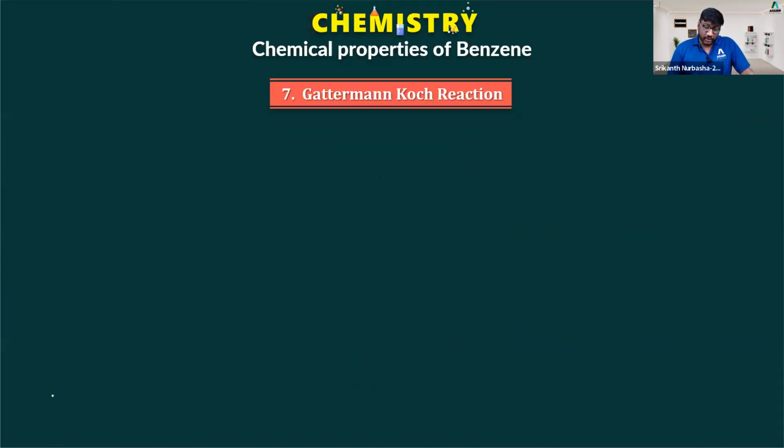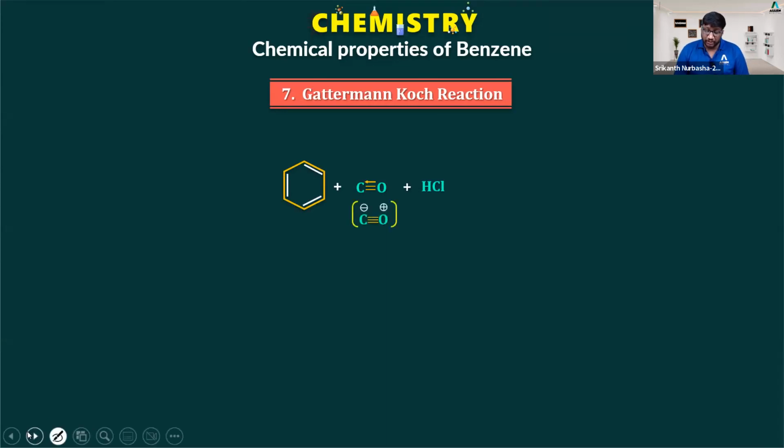Next point, Gattermann-Koch reaction. What is Gattermann-Koch reaction? Can anyone remember? Gattermann-Koch reaction. Benzene plus CO plus HCl in the presence of AlCl3 or CuCl will form the respective benzaldehyde.